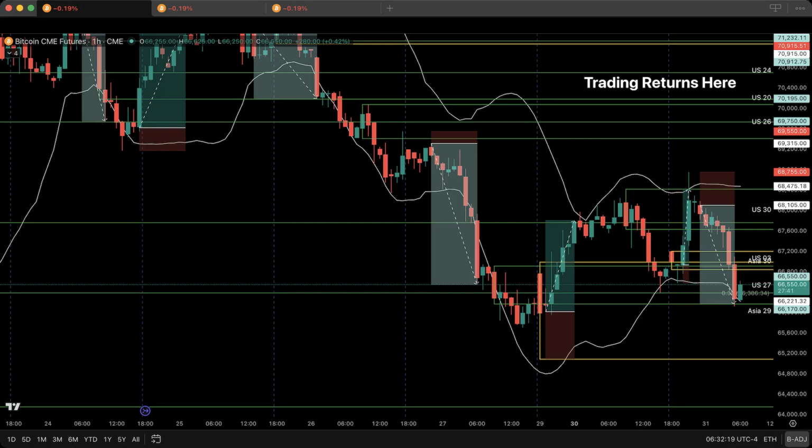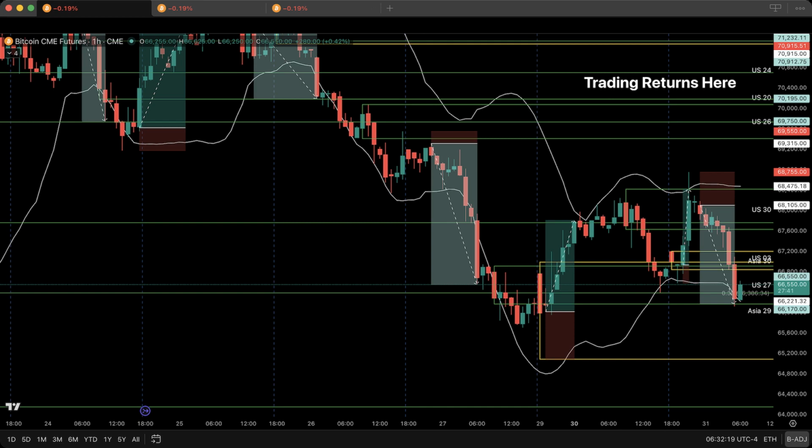Interaction increases again at the lower boundary. The same level that previously held is now tested again. Pressure becomes downward. The upward attempt does not convert into continuation. It converts into rejection. Now look at March 30th Asia session.